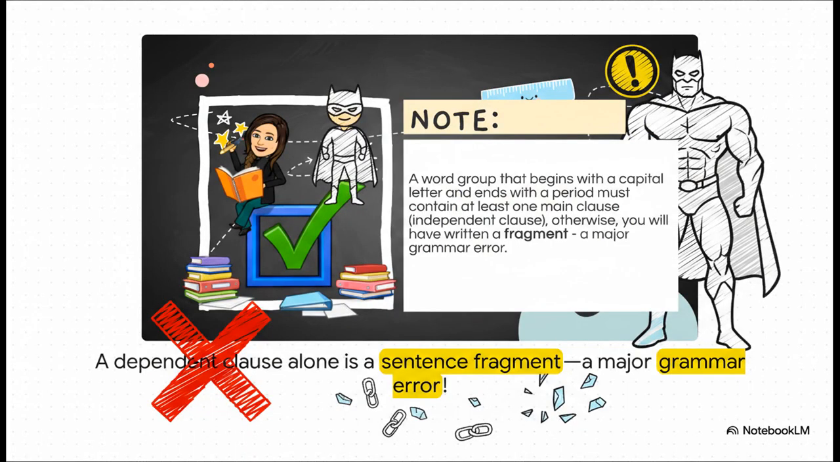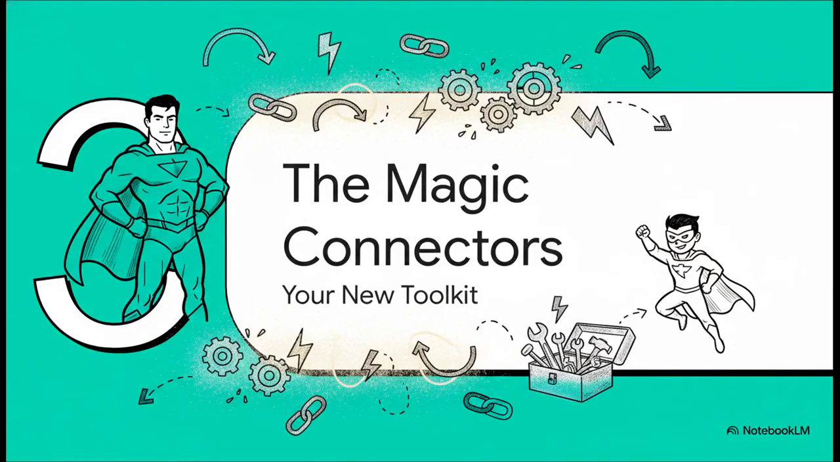Okay, I need you to pay close attention here. This is a big warning. A sidekick cannot go on a mission alone. If you write a dependent clause all by itself, with a capital letter and a period, you've just created a sentence fragment. That is an incomplete thought, and it's a major red flag in your writing. So what's the takeaway? The sidekick always needs its superhero. Always.